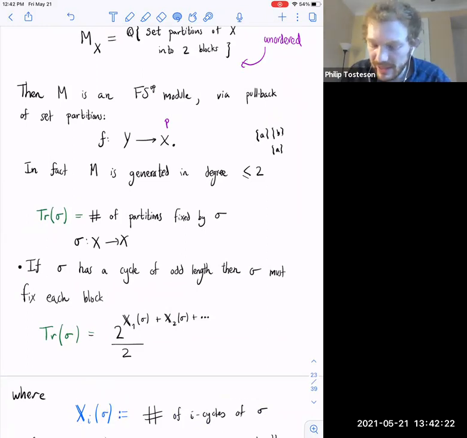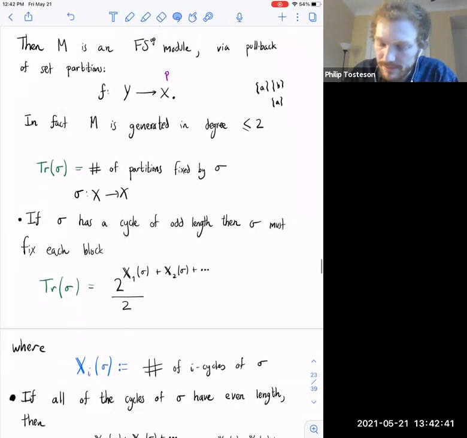So this function xi of sigma is kind of a way, at least for FI modules, that it's common to describe S_n characters. So I want to try to describe a function, and I'm doing it using this function xi of sigma.